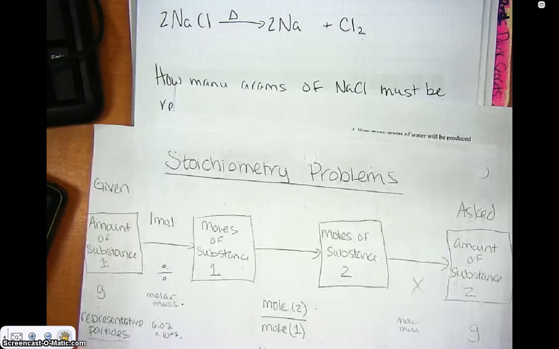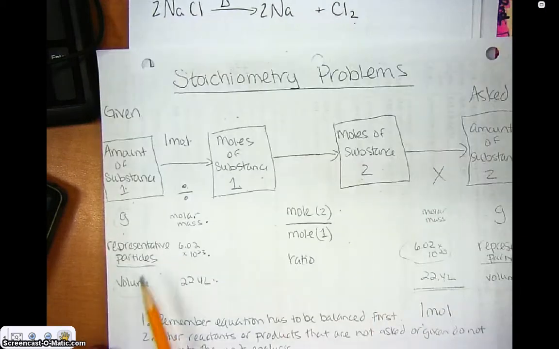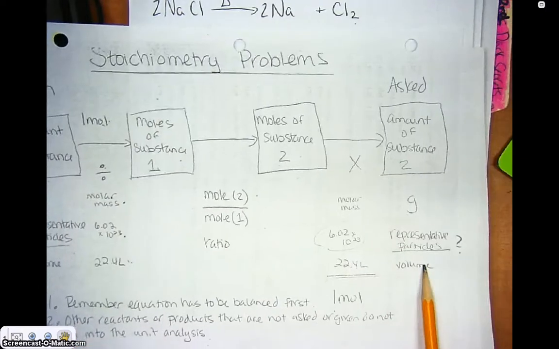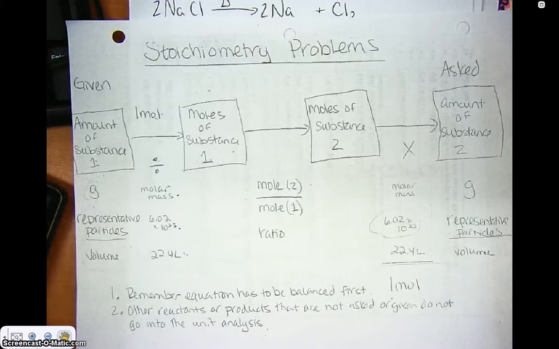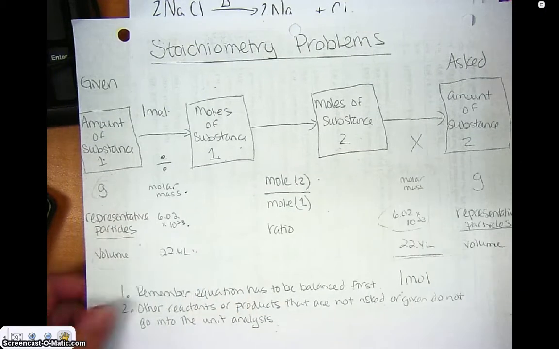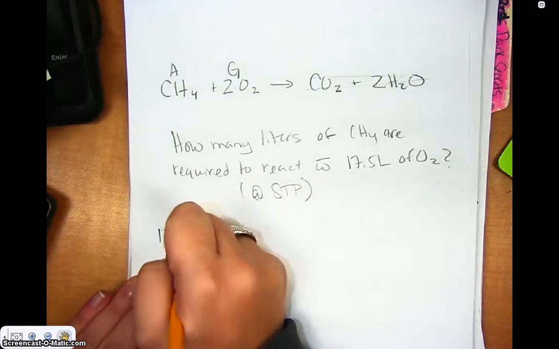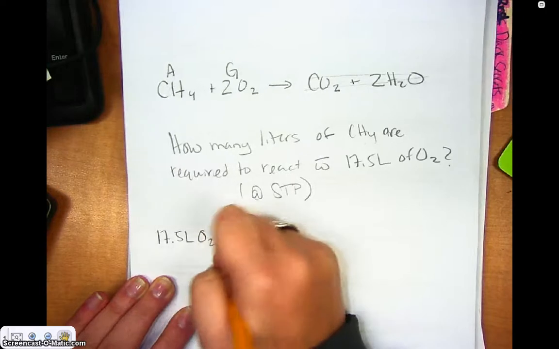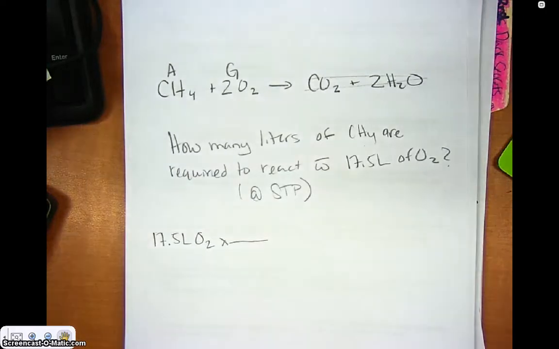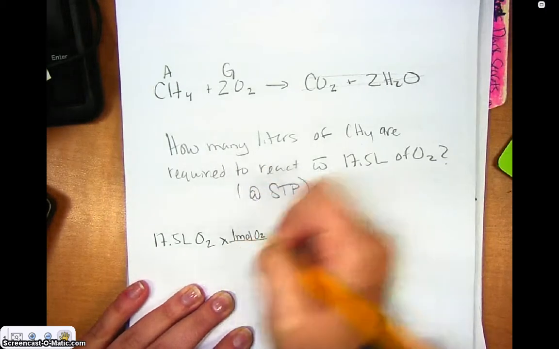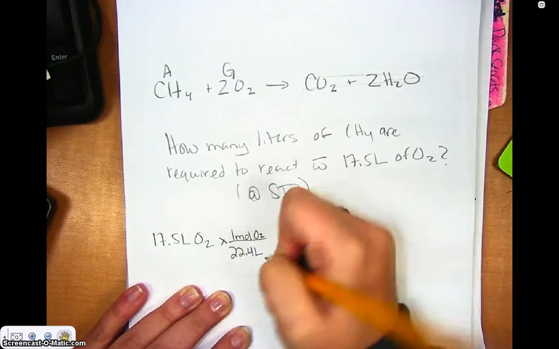So if I look at my cheat sheet, I'm going to be starting with volume here for the given amount, and I'll be going to volumes of the asked amount. So the conversion factor that I'm going to use in this case is going to be 22.4 liters. So I just start by writing what I have. I have 17.5 liters of oxygen, and it says that the gas is at STP, so I know that in that instance 1 mole of oxygen is equivalent to 22.4 liters of oxygen.